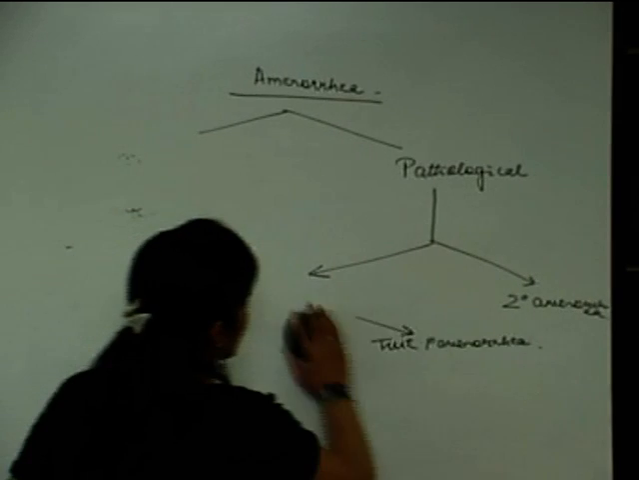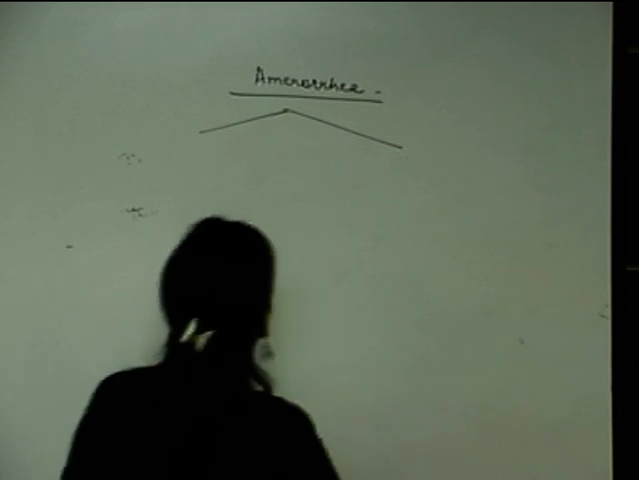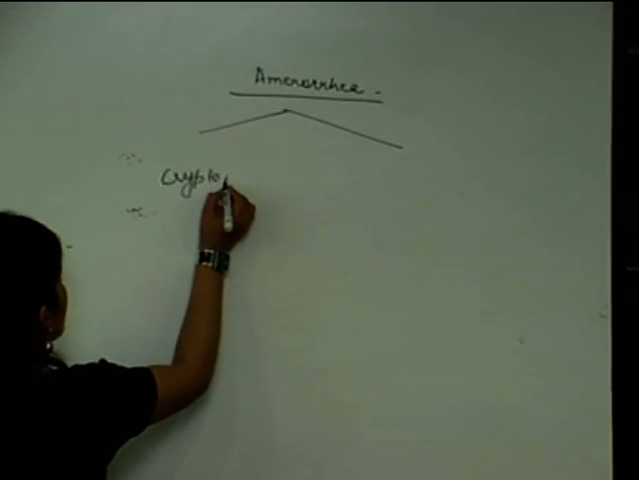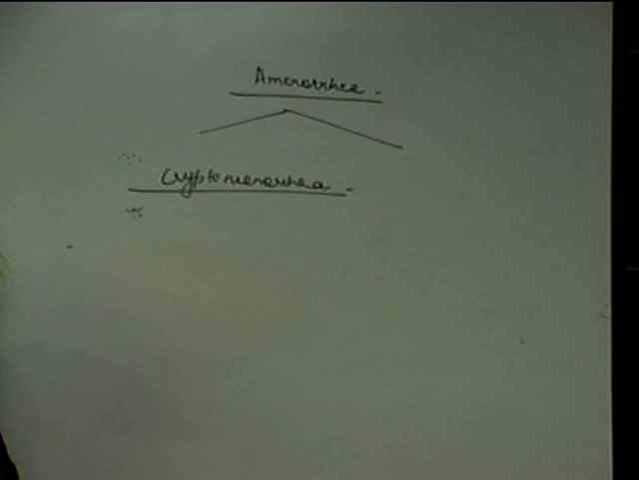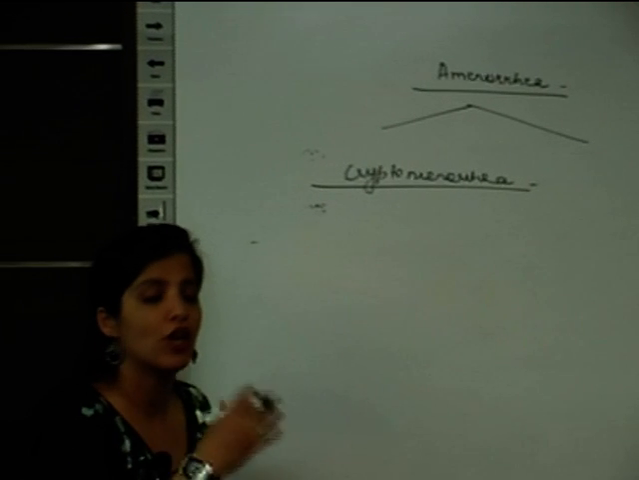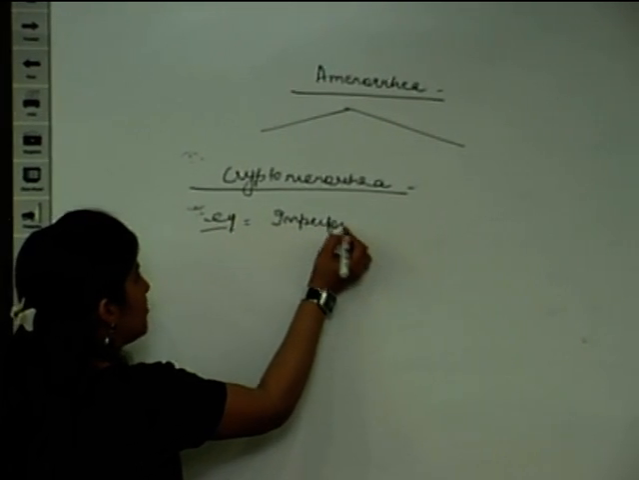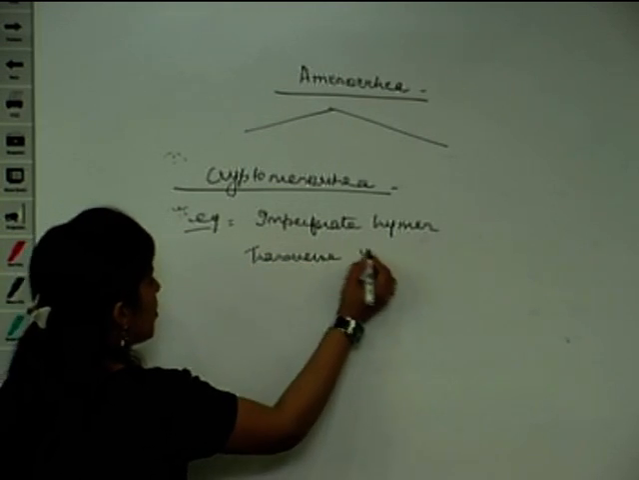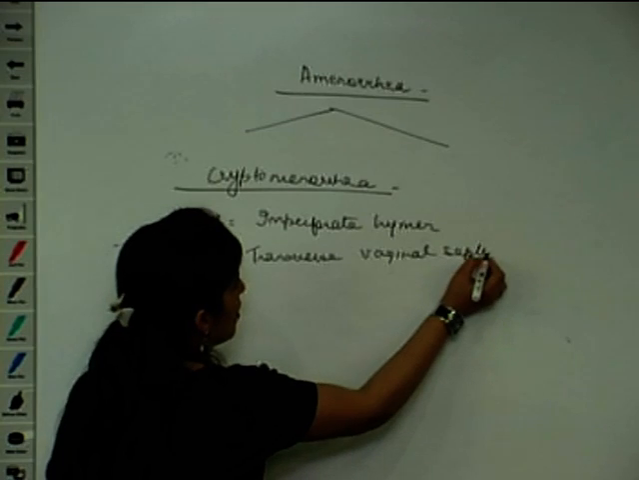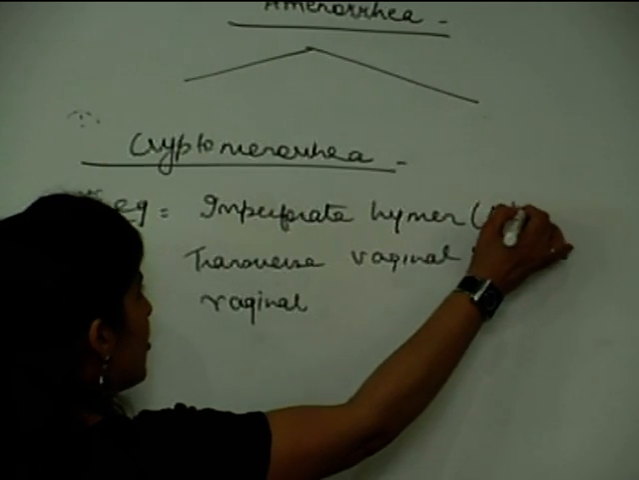In primary amenorrhea, as I told you, first is cryptomenorrhea. Cryptomenorrhea is a condition in which a female menstruates normally, but the menstrual blood fails to come out. Although she is menstruating normally, the menstrual blood does not come out because of some obstruction in the outflow tract. For example, the causes of cryptomenorrhea are imperforate hymen, transverse vaginal septum, and vaginal agenesis. The most common cause of cryptomenorrhea is imperforate hymen.